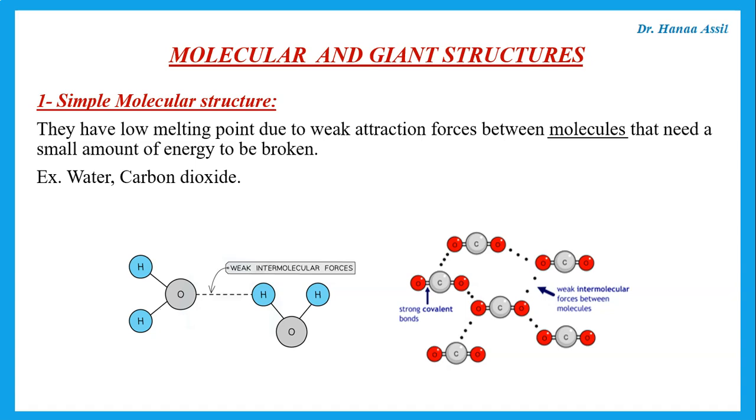So, simple molecular structures like water, carbon dioxide, iodine, any compound that is simple would have low melting point. Now, why does it have low melting point? Due to the weak attraction forces between what? Between molecules, and these are called intermolecular forces. So these need a small amount of energy to be broken, so we don't need to heat it to a very high temperature.